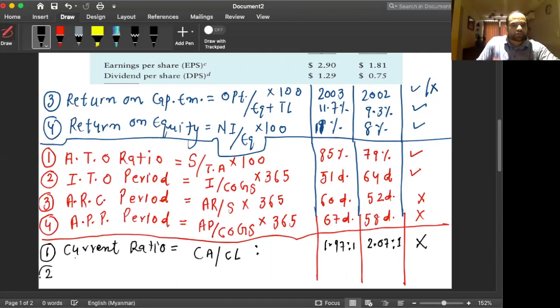Let's move on to the second ratio, which is the quick ratio. The formula is quick assets divided by current liability. Again, your answer will come as a ratio. So calculate for both years.